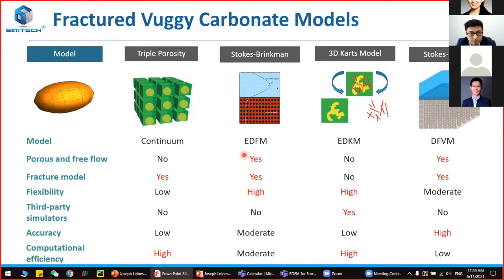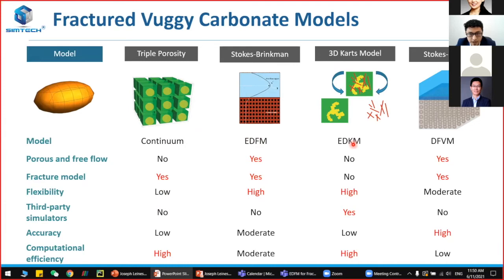Now let's talk about the fractured vuggy carbonate reservoir model. Here I'm presenting the most important ones: the triple porosity, Stokes-Brinkman, 3D Karst, and Stokes-Darcy. The triple porosity model will be deemed the most inaccurate one because of its simplifications. That's why in this talk I'm not going to put more emphasis on this one, because we have other models that can describe free flow in a better way. So we have the Stokes-Brinkman model, which I'm going to talk about a little bit more.